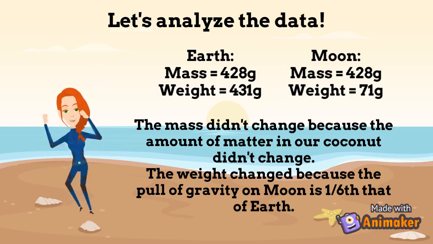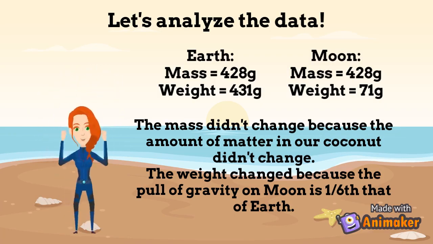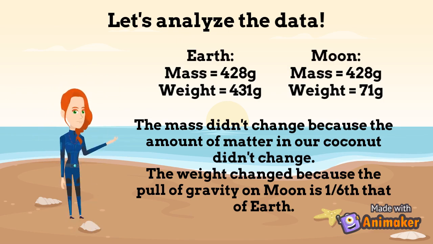Whew, made it back safe on the beach. So let's analyze our data. On Earth, the mass of our coconut was 428 grams, and its weight was 431 grams. On the moon, the mass of our coconut was 428 grams, and the weight of our coconut was 71 grams. What do you know? The mass didn't change.